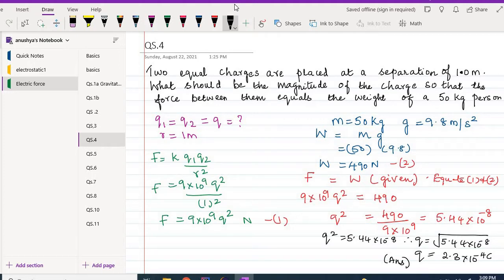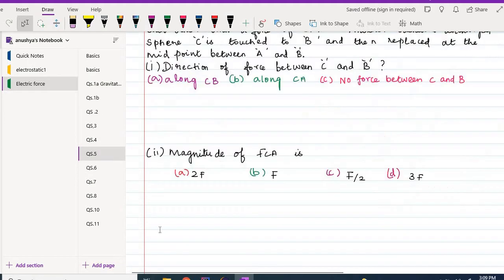So first you write Coulomb's law, then you write the equation for weight, which is m into g. Then equate both of these, then do the mathematical calculation, and you will get the magnitude of the charge.